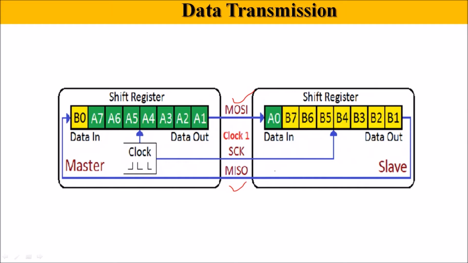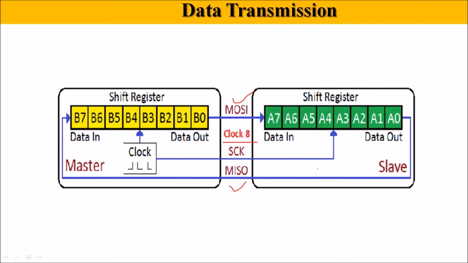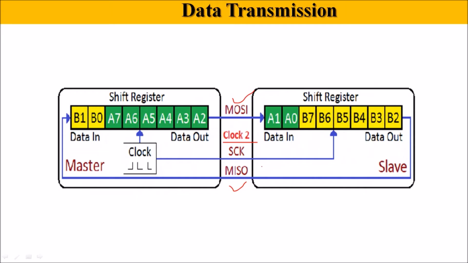The clock is transmitted only by the master. Here it is showing at what clock which bit is transmitted. So continuous data is transmitted even if the slave doesn't want to transmit data to the master. Whatever arbitrary data is stored in the shift register of the slave is transferred to the master.